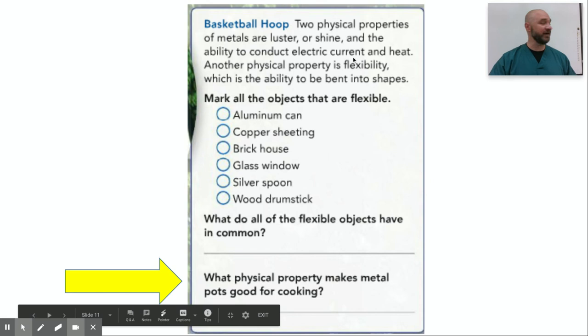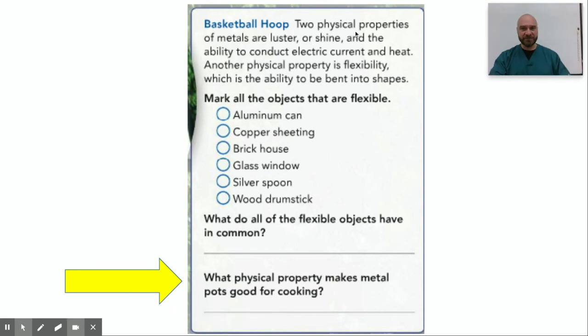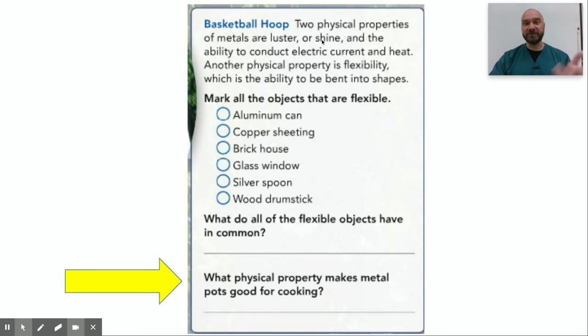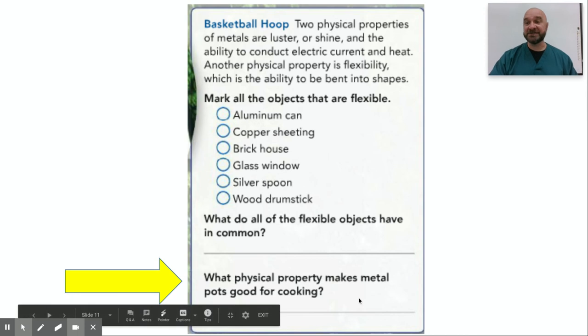If we look up in this paragraph right here, we can see two physical properties of metals. And it says right here, what physical property of metal makes it good for cooking? Two physical properties of metals are luster, which is shine, and the ability to conduct electrical current and heat. So that right there, luster and the ability to conduct electricity and heat, that is what you write down here.